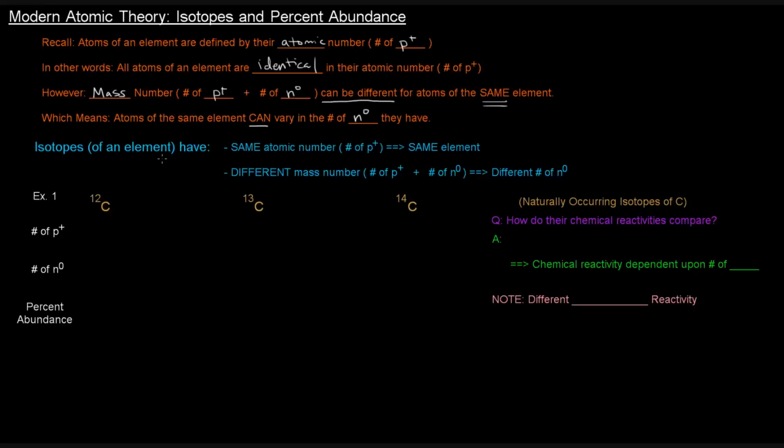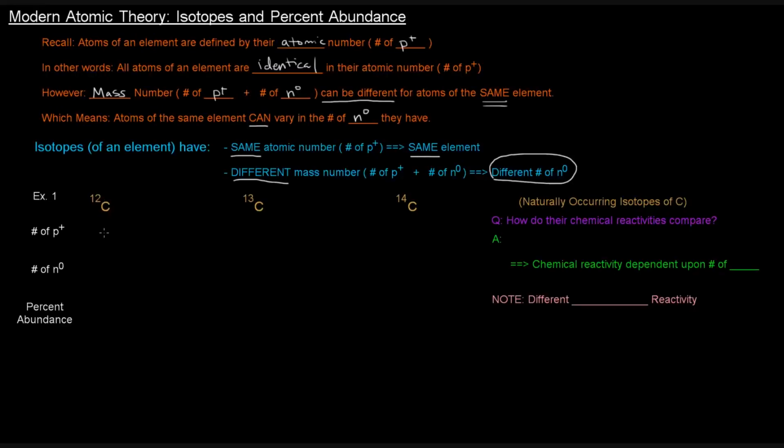So that's what you have with an isotope. Isotopes of an element have the same atomic number, which means that they're the same element, but they have different mass numbers, so they have different numbers of neutrons. Let's consider our first example here of carbon. With carbon, there are three naturally occurring isotopes. There are more isotopes of carbon that have been synthesized in laboratories, but we're just going to consider the naturally occurring isotopes. So you can see here they all have different mass numbers: 12, 13, and 14.